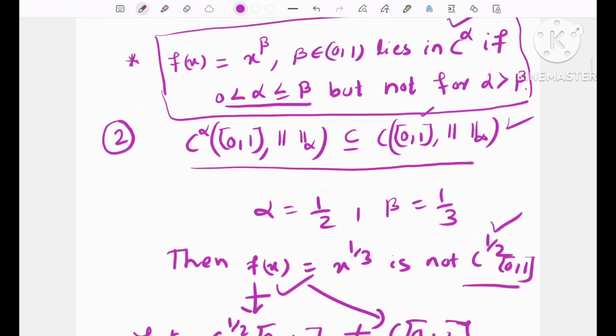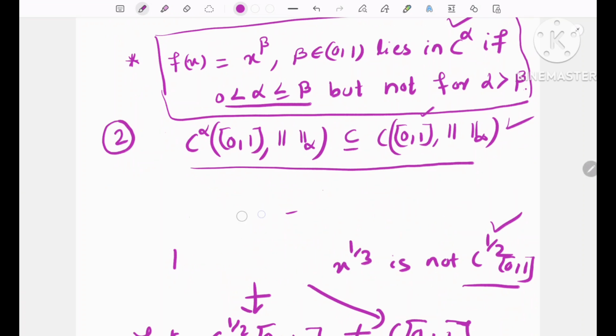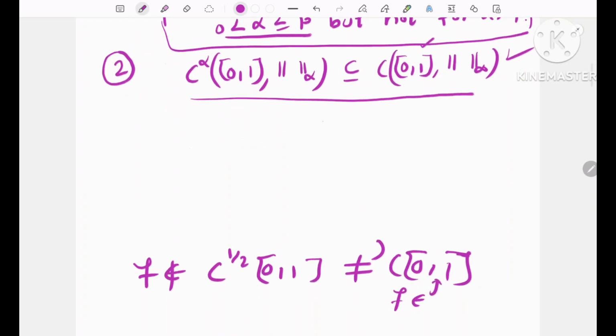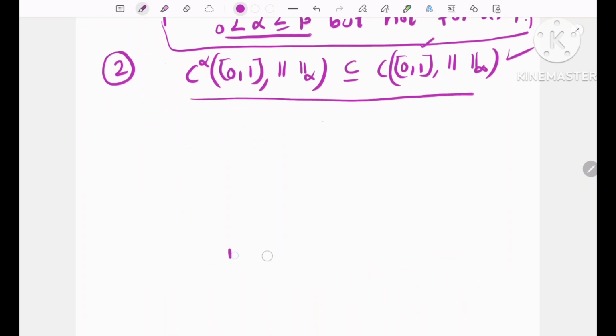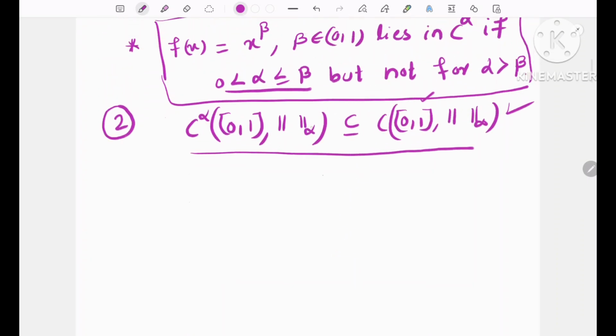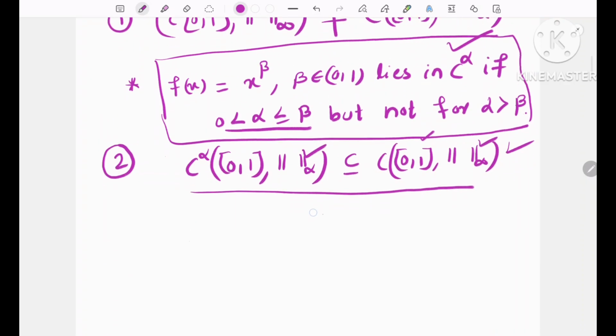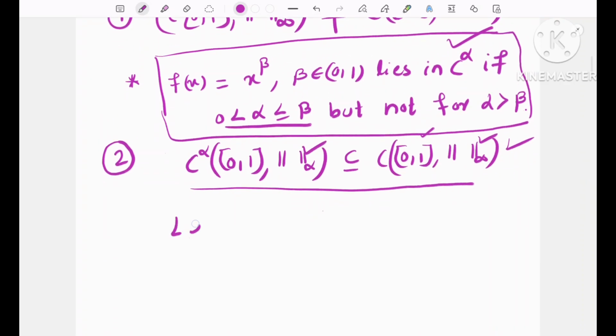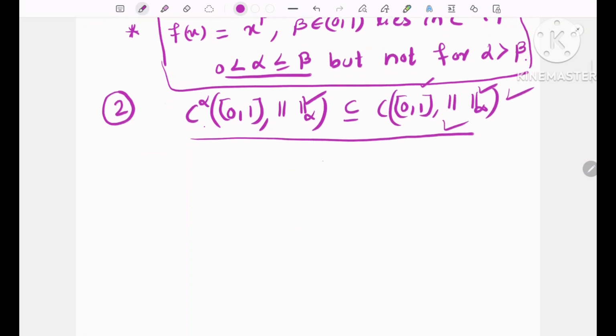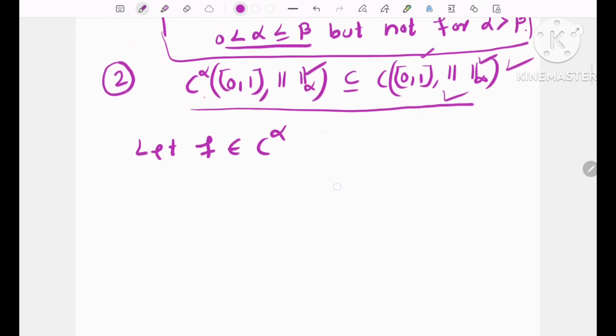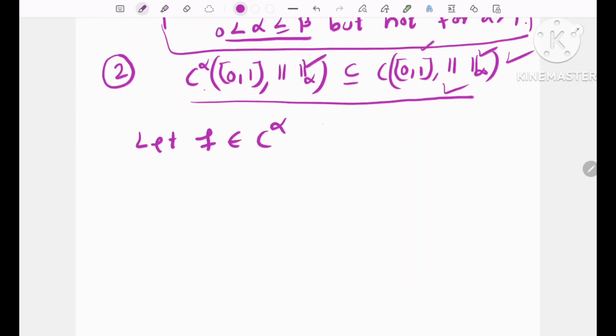Now the next task is to prove that C alpha is a subset of C[0,1], but these two spaces are associated with different norms. C alpha is associated with the Hölder norm, the alpha norm, and this space is associated with the sup norm. The standard way to verify that is to take an element in this space and show that it lies in the other space. Let f belong to C alpha. I am not writing all the things, C[0,1] and the alpha norm.